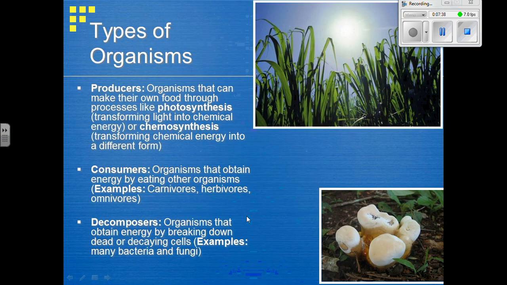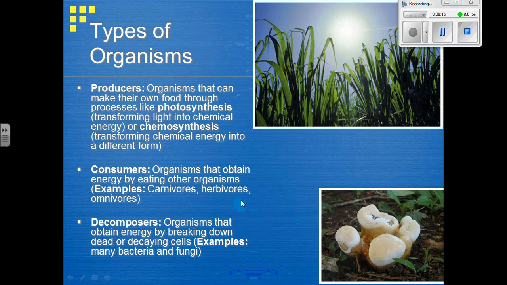Looking at just some terms that hopefully you recognize: producers, consumers, and decomposers. The producers are the photosynthesizers. These are the ones that go through photosynthesis or chemosynthesis, which is turning chemical energy into a different form. This is our first trophic level, or they provide food for the first trophic level. These are our plants. These are the ones that convert sunlight into chemical energy.